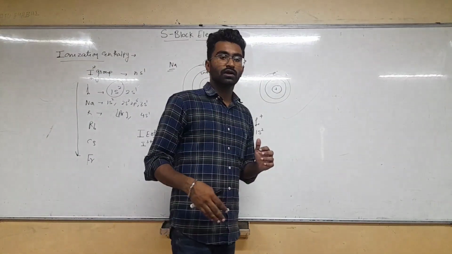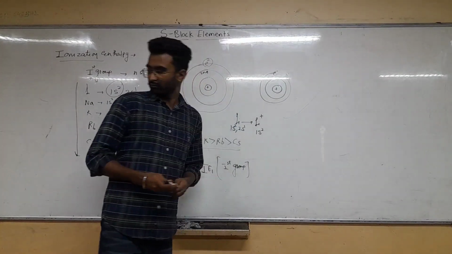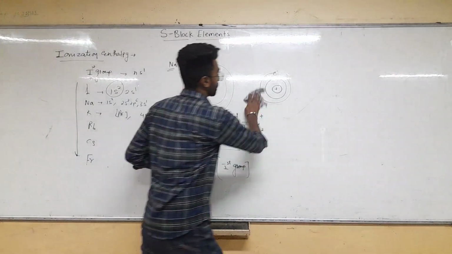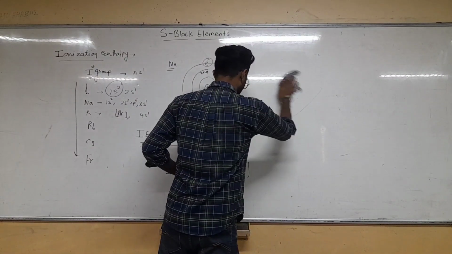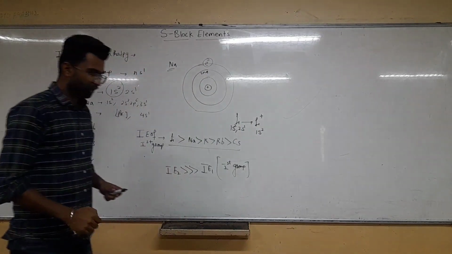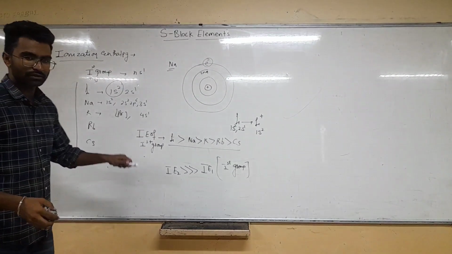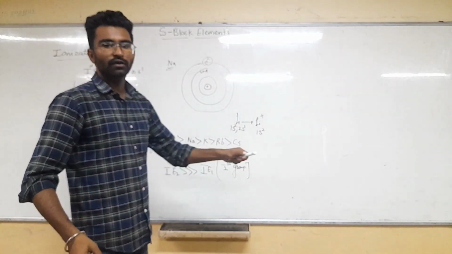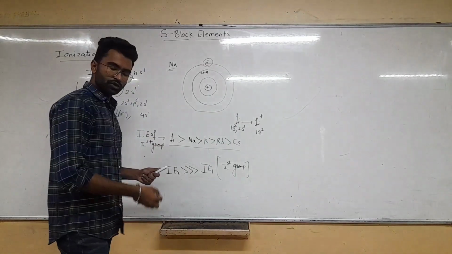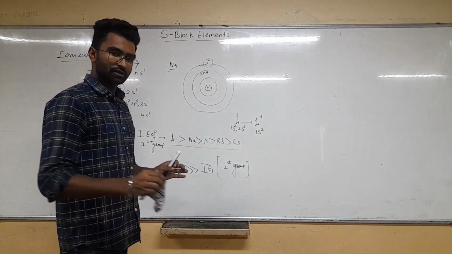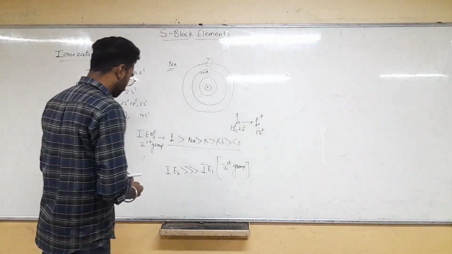Now let's talk about other properties. I hope you shouldn't have any doubt about the ionization enthalpy. It is very simple. It has a regular trend in the group. There is no exception. There is just a simple reason for that.